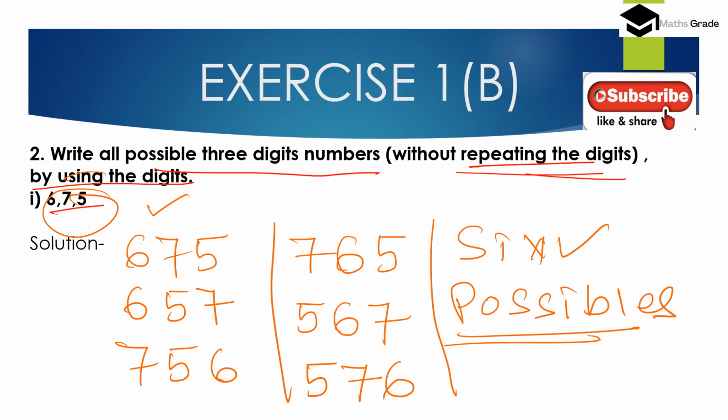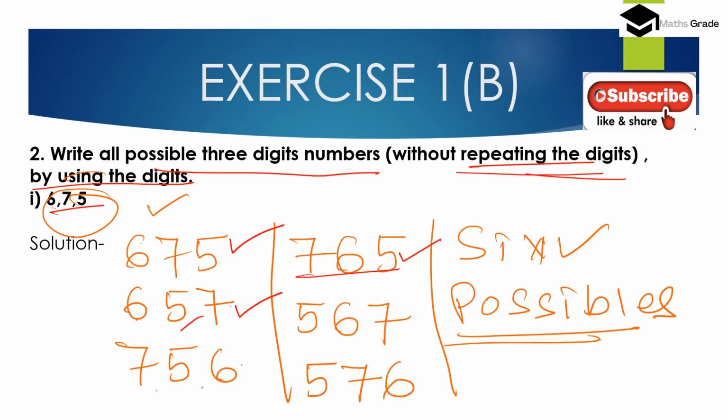So first we place the digit 6 at the hundreds place, then 7 at the tens place and 5 at the unit place, then the number will be 675. Then 6 at the hundreds place, 5 at the tens place and 7 at the unit place, and then the number will be 657. 7 at the hundreds place, 5 at the tens place and 6 at the unit place, the number will be 756. And 7 at the hundreds place, 6 at the tens place and 5 at the unit place, then the number will be 765.